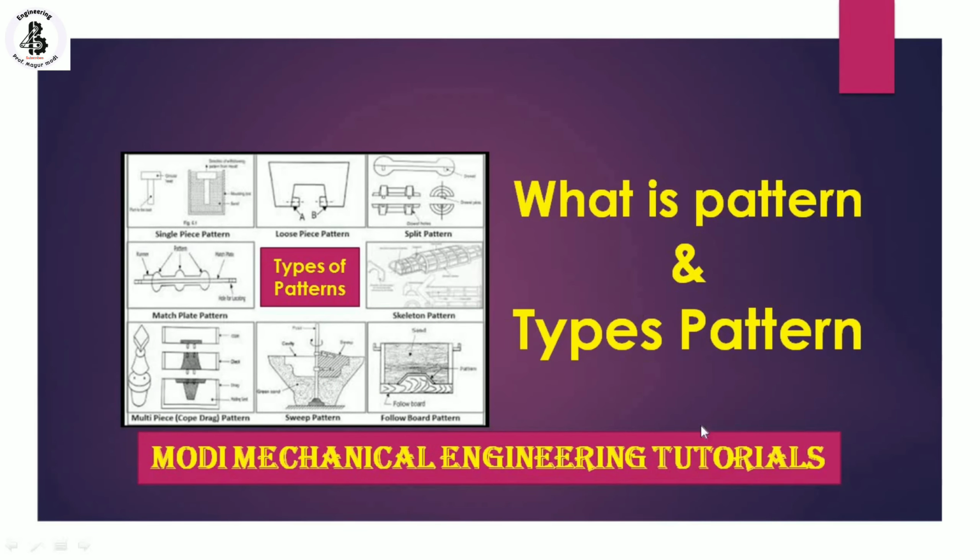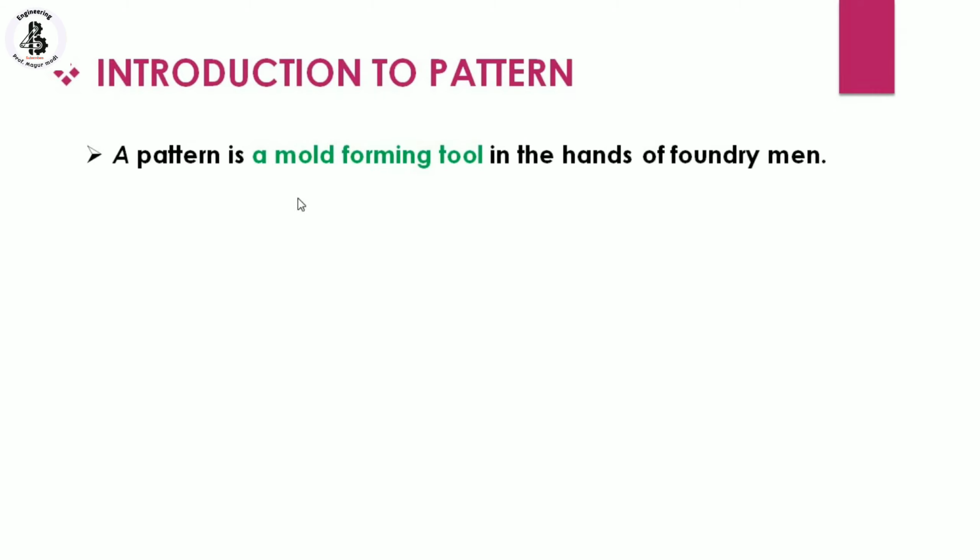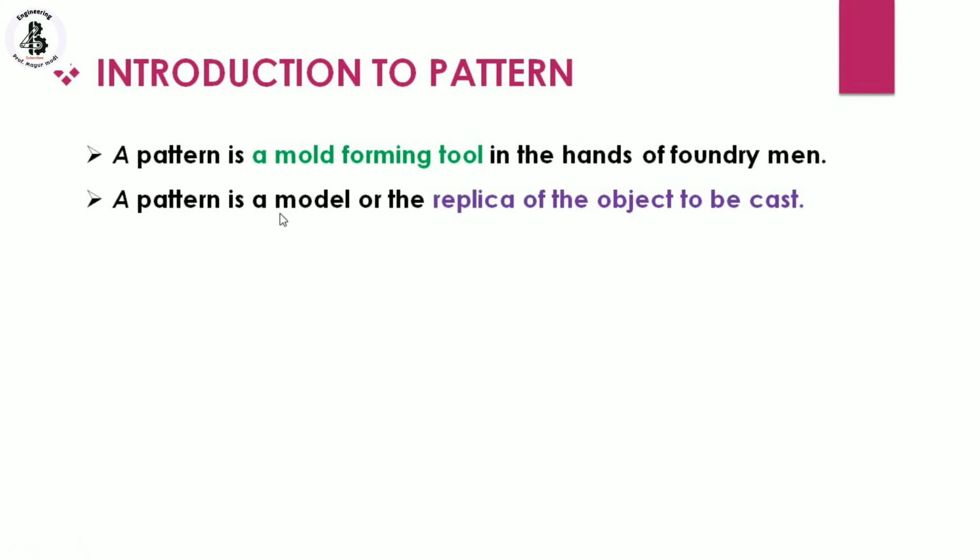In this video, I would like to explain the basics about patterns and types of patterns. So let us start with the introduction of pattern. Basically, a pattern is a mold forming tool in the hands of a foundryman, or you can say in a simple way, a pattern is a model or replica of the object to be cast.